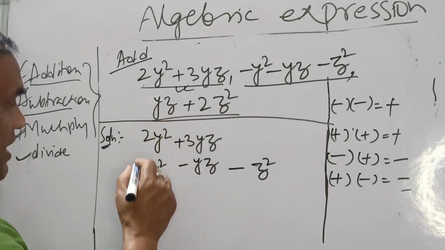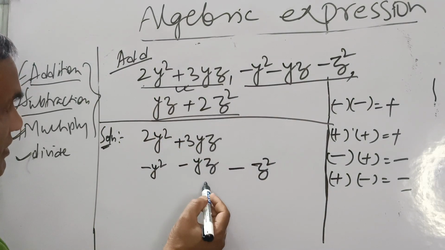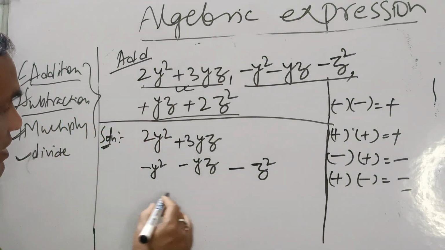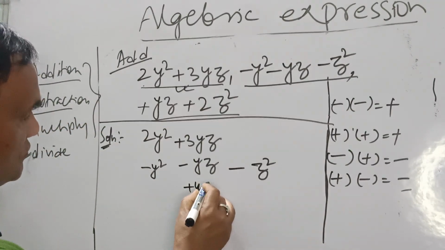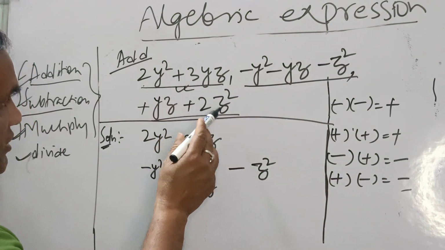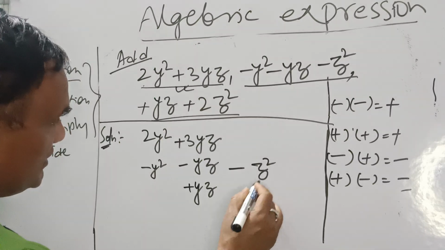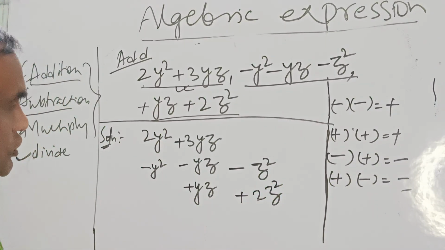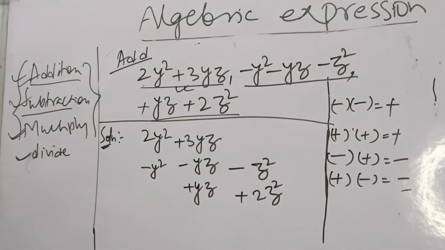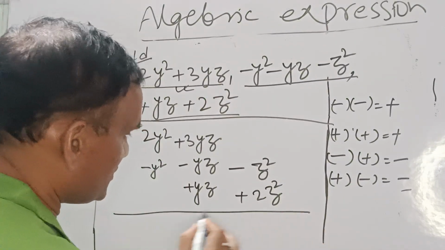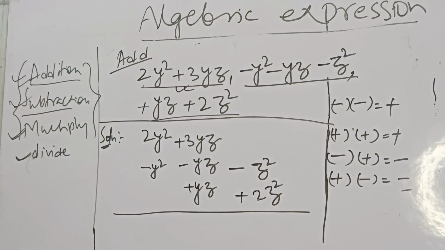Now come on. The third one is yz. Where is yz? Here is yz. What is the sign? If there is no sign, understand it as plus. So we'll write plus yz here. Now again there is plus 2z square. We have z square here, so we'll write the 2z square. Try to understand the arrangement of this question. Now we are going to add this.